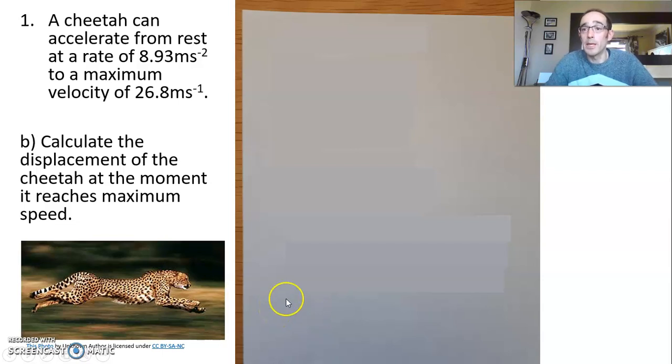Okay, part B. So we're looking at the same cheetah here, but this time we're looking to find the displacement of the cheetah at the moment it reaches the maximum speed. So again, I'm going to choose to the right to be positive, although it's not really important in this question, it's good to get into the habit of choosing the positive direction. I'm then going to write out SUVAT again. So S is what we're trying to find this time.